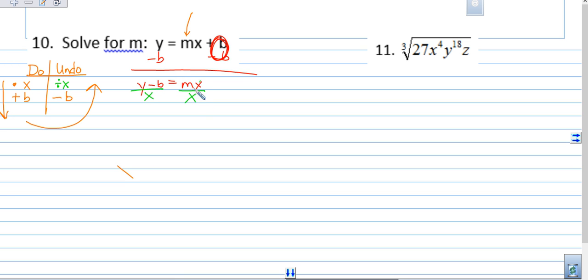Okay? So the x cancels with the x here. It gives you 1m equals, and then what is y minus b divided by x? It's y minus b all divided by x. And that's our final answer.